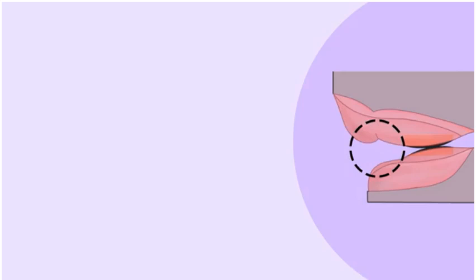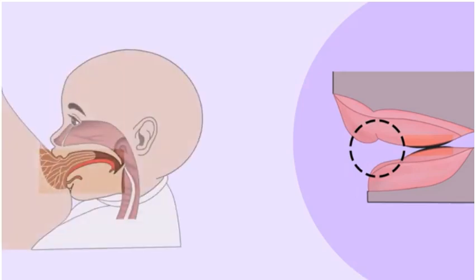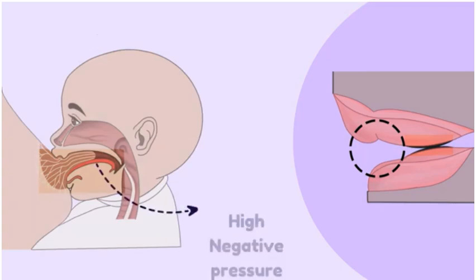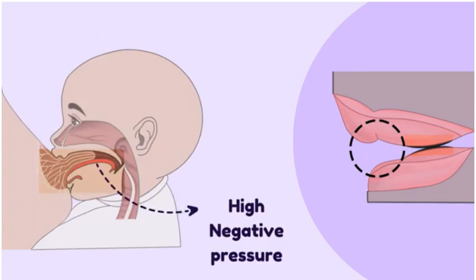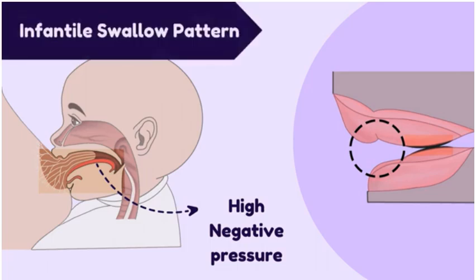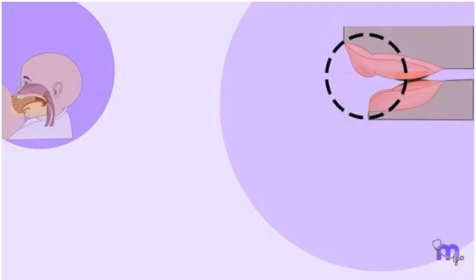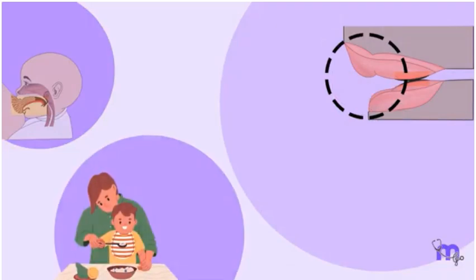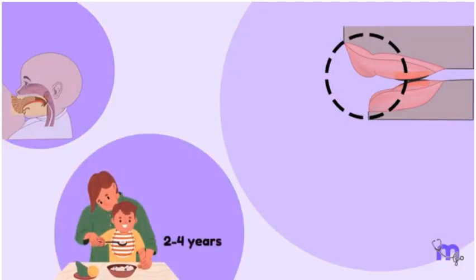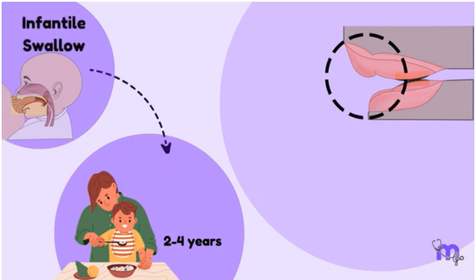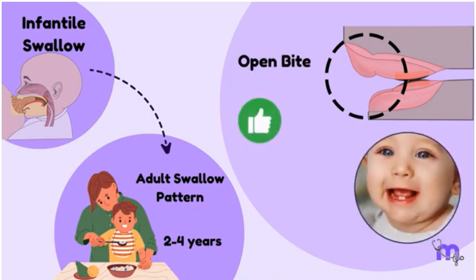The anterior open bite makes space for the tongue to take its position during suckling. Therefore, it helps the infant create a high negative pressure to draw the milk. At this point, the child has an infantile swallow pattern. As the child is weaned off from liquids to solids by the age of 2 to 4 years, the infantile swallow transforms to an adult swallow pattern. The open bite gets corrected as the primary maxillary incisors erupt, creating an overjet and an overbite.